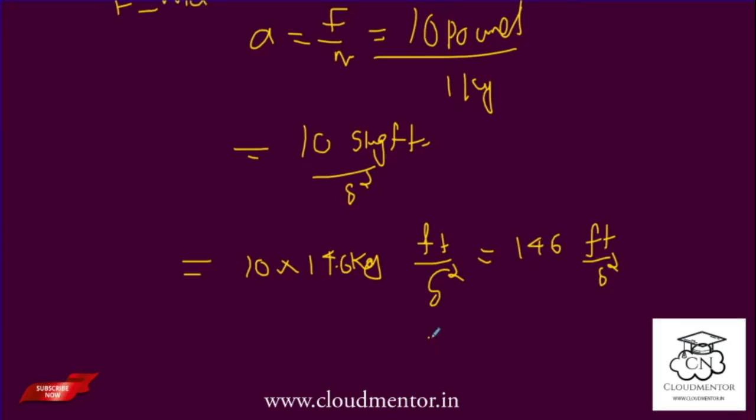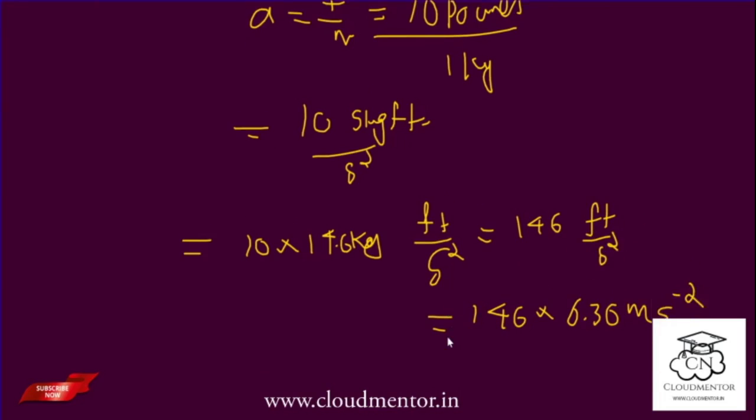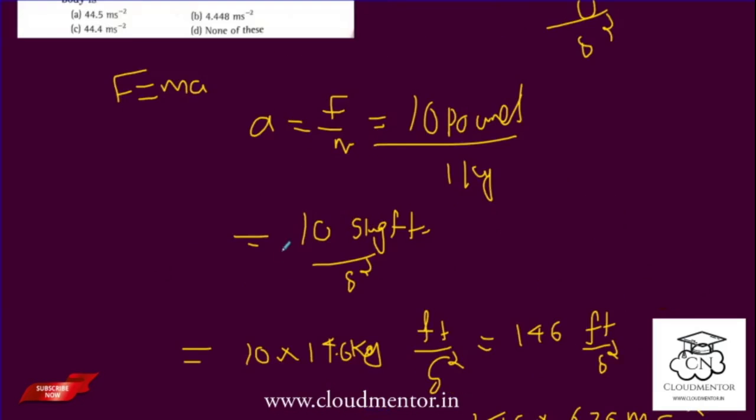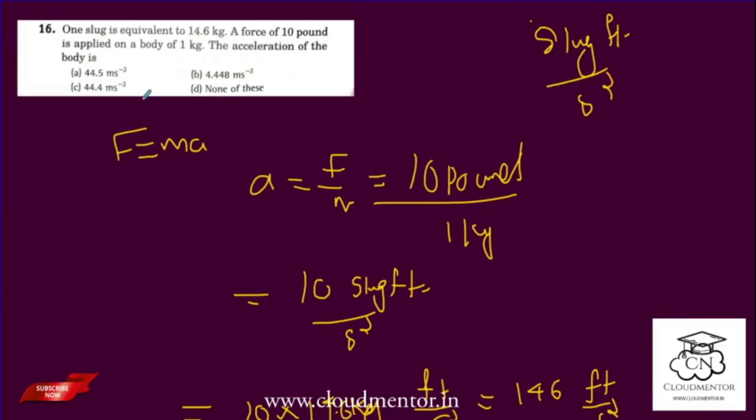And here 1 feet is equal to 0.3 meter, so we get 146 multiplied by 0.30 meter per second square, that is seconds raised to -2, and that will be equal to 44.5 meter per second square. So the answer is 44.5 meter per second square. So option A is the right answer.